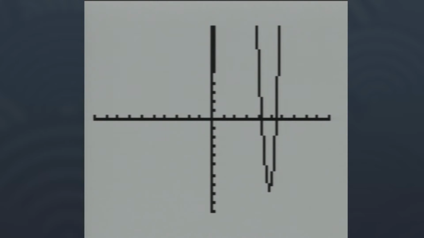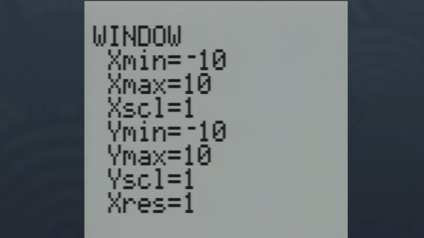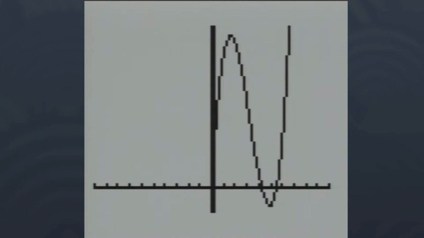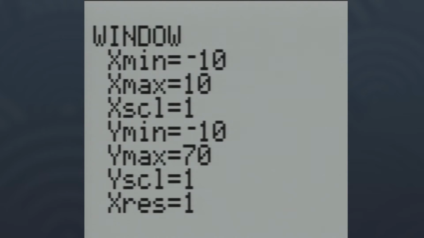So let's adjust our window a little bit. Let's go under window and let's change our Y max. I think if we make it 70, I think that'll be high enough for us to see the top of it. And go ahead and hit graph. That looks much better. We could even adjust it a little bit more because it looks like there's really no part of the graph over in the 2nd and 3rd quadrants. So if you wanted to, if you go back under window, we could make the x min 0. Maybe that'll give us a little bit better picture to look at. And hit graph.